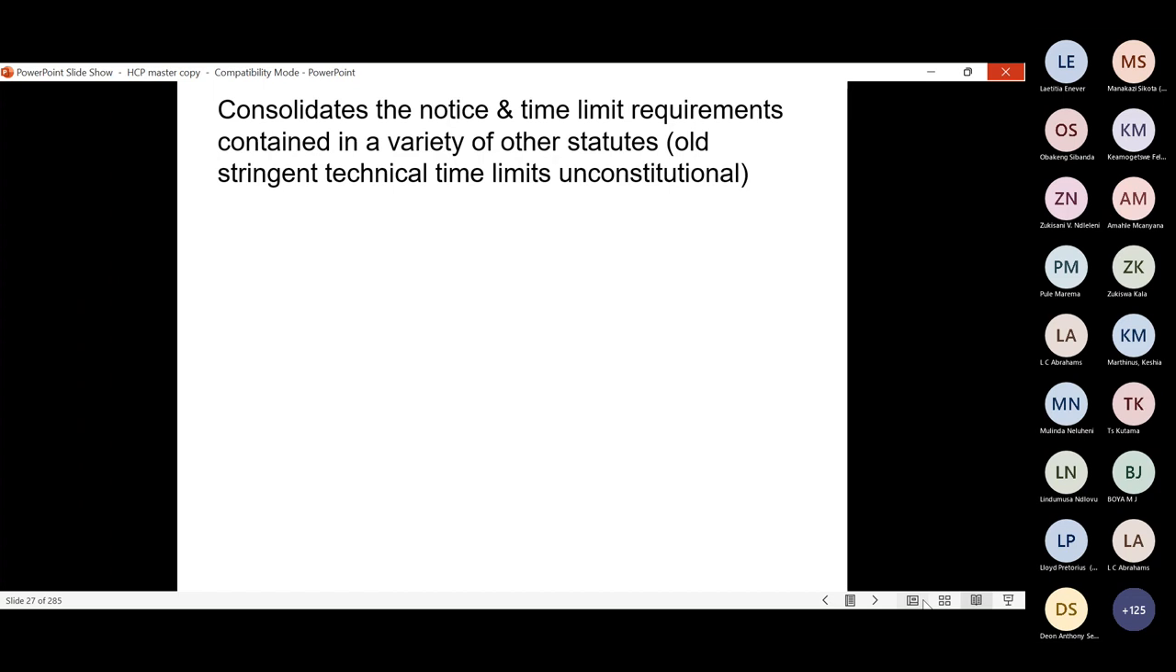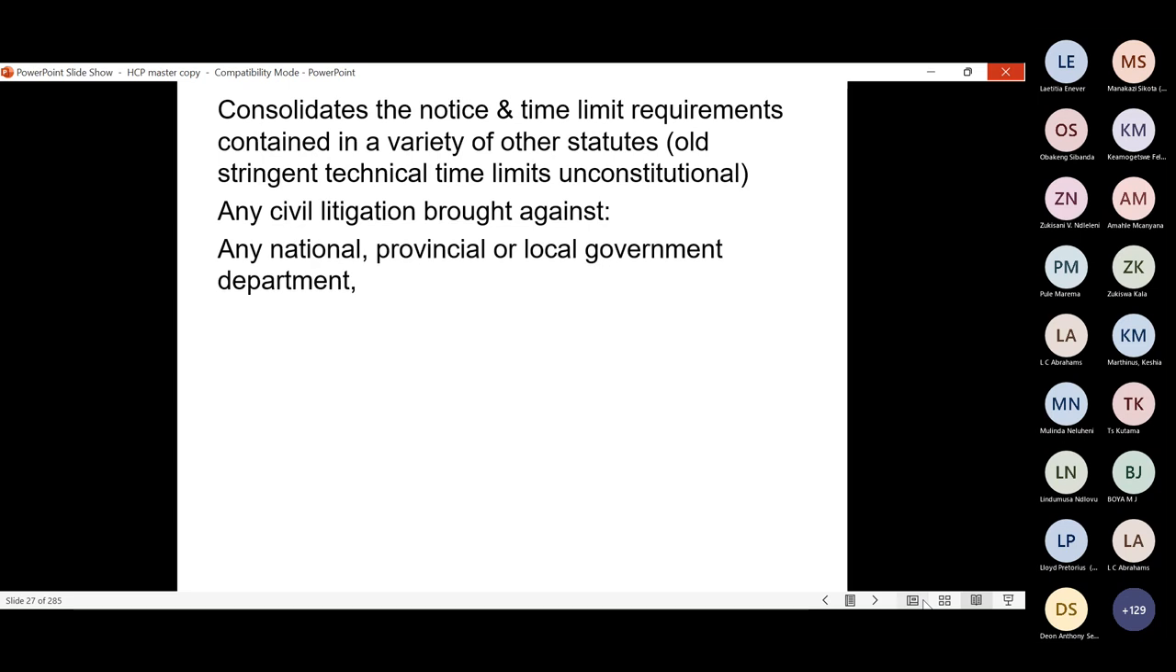And if you are going to sue them, then you have to first send them a letter of demand in terms of Act 40 of 2002. What that act does is consolidate the notice and time limit requirements contained in a variety of other statutes. If you bring a civil action against the state, that can be national, provincial, or local government.